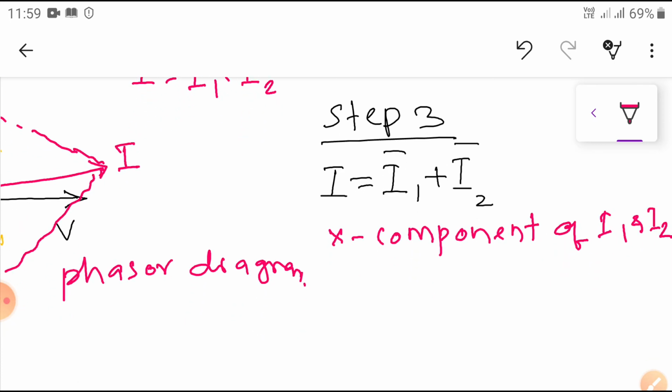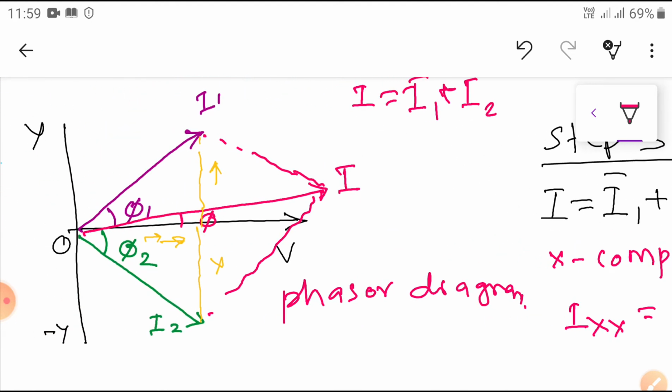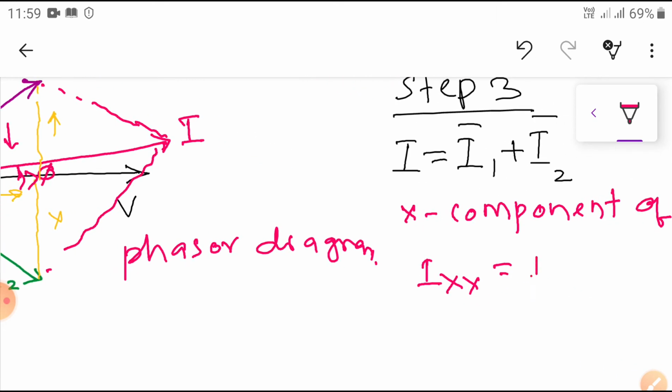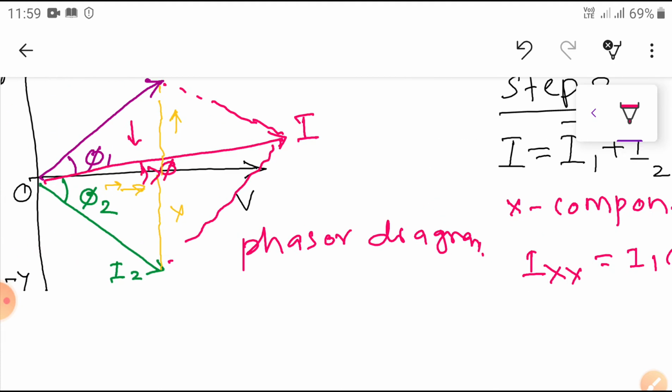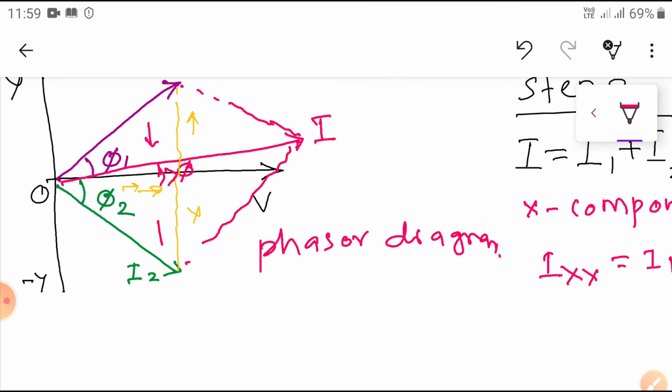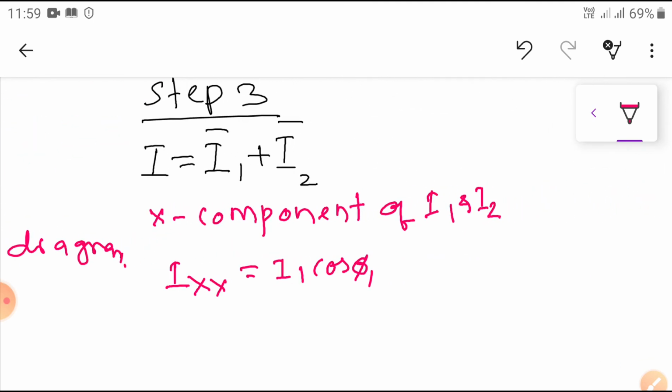So here we can write Ixx for both currents. What is the x component? This is the x component of I1 here, and this is the x component of I2 here. So I can write I1 cos phi 1. This is the x component here. So we can write I1 cos phi 1, both are positive, plus this component I2 cos phi 2.